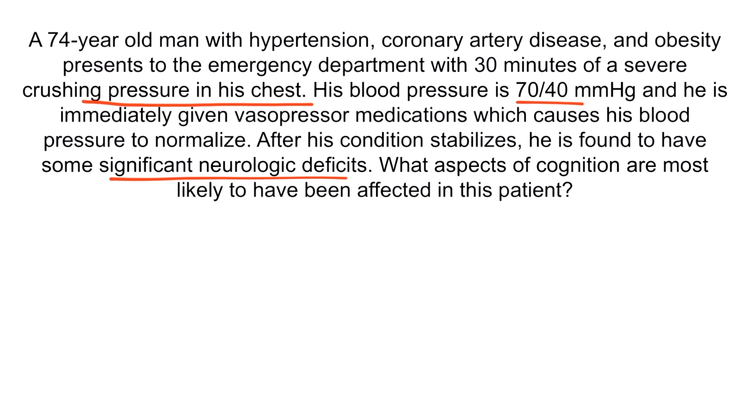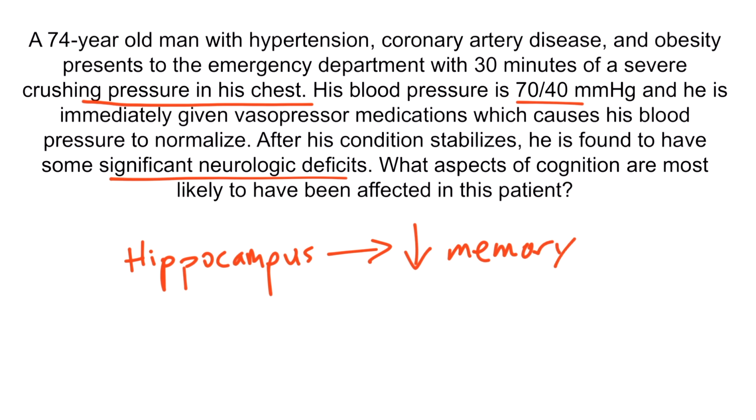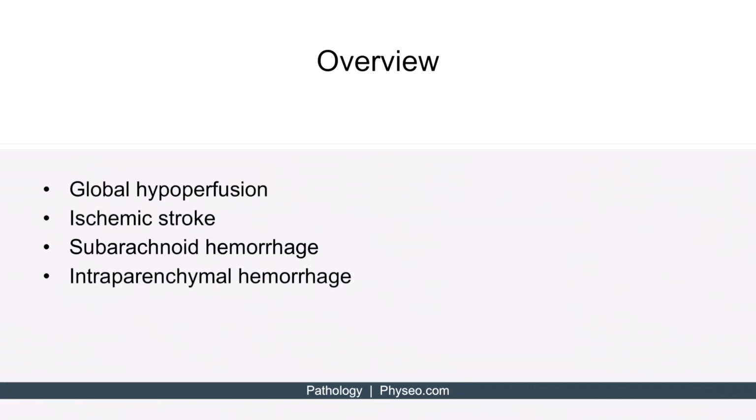Remember that the areas most likely to be affected by global hypoperfusion include the cerebral cortex, hippocampus, and cerebellum. While damage to the cerebral cortex can cause a number of deficits, hypoperfusion of the hippocampus will likely cause memory deficits, and hypoperfusion of the cerebellum will likely cause difficulty with motor skills and balance. So in terms of cognition, hypoperfusion of the hippocampus will likely cause memory deficits, which is the answer to the question. All right, now let's discuss ischemic stroke.